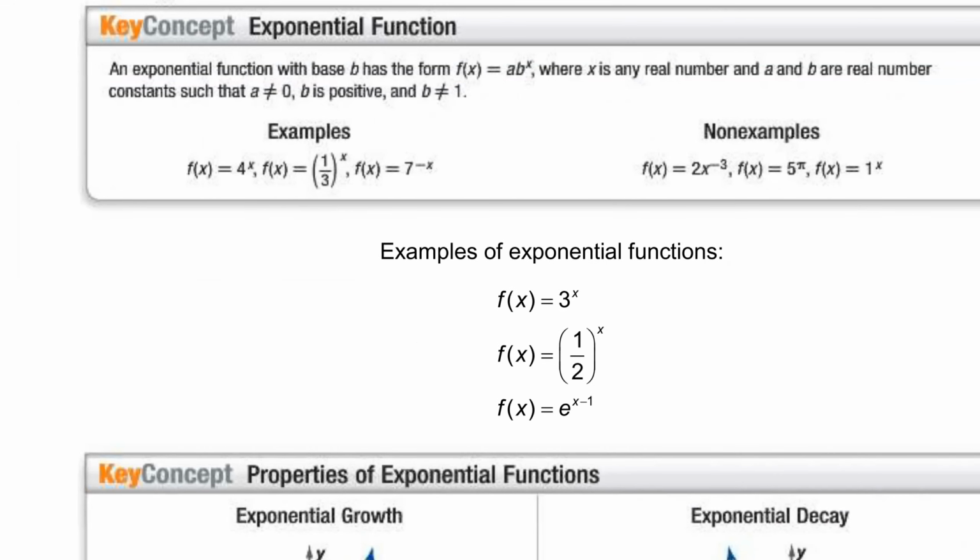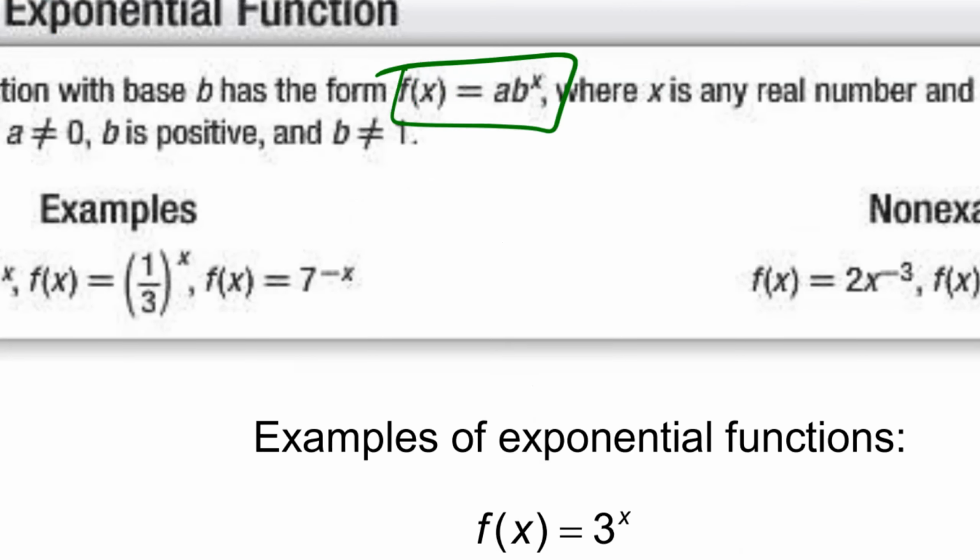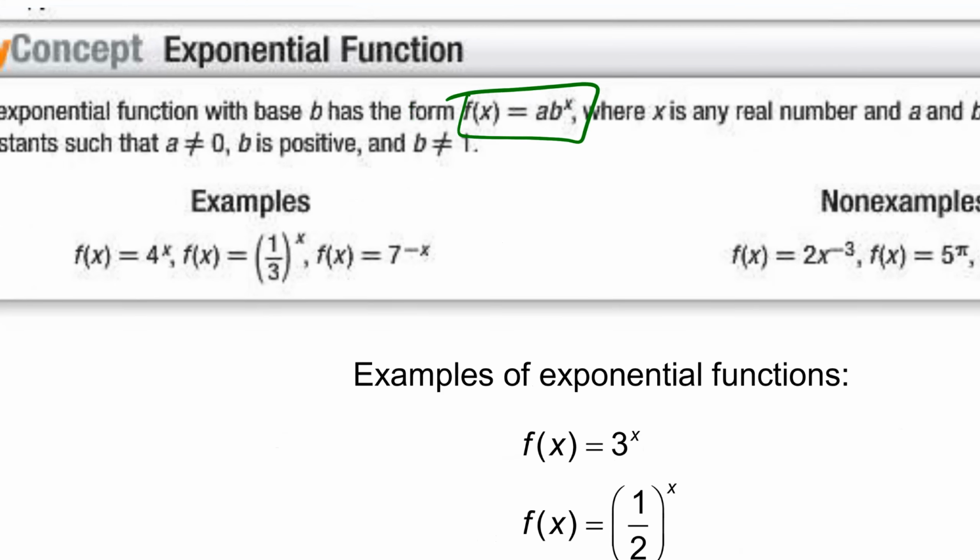An exponential function with base b has the form f of x equals a times b to the x power. A cannot be 0, otherwise the whole thing would be 0, right? Because if that's 0, everything would equal 0. B has to be positive, and it can't equal 1, because anything to the first power is itself, and then we would just have a number constant. Okay, so here's some examples, right?